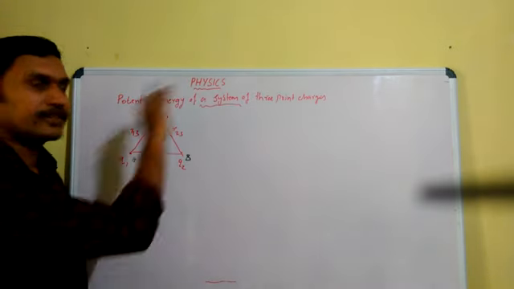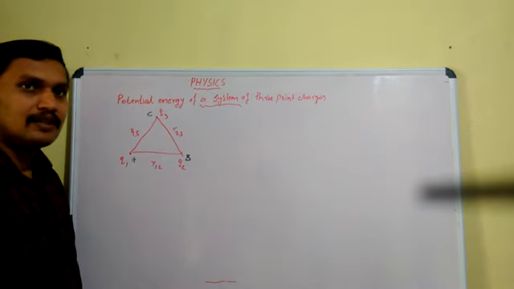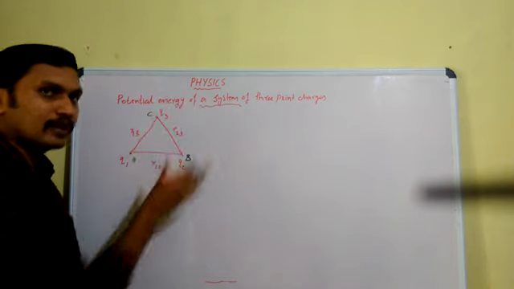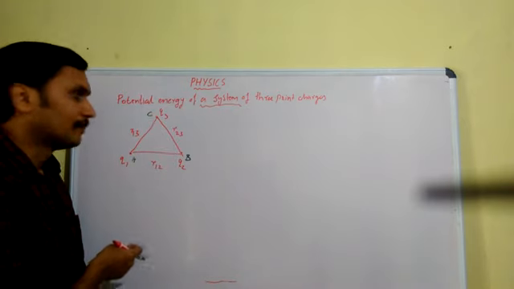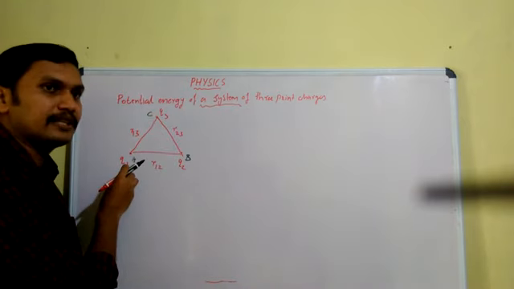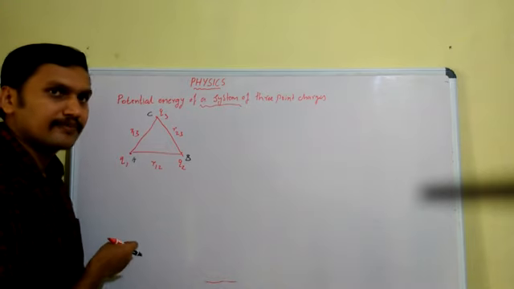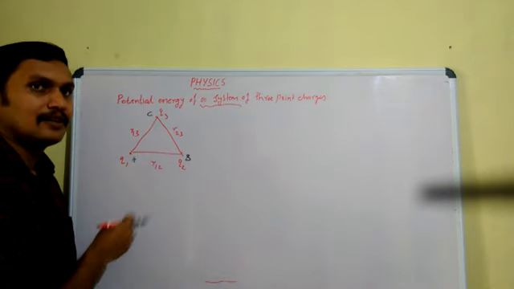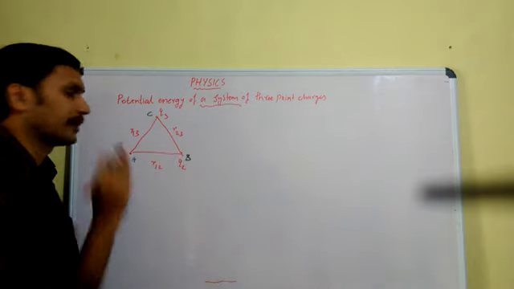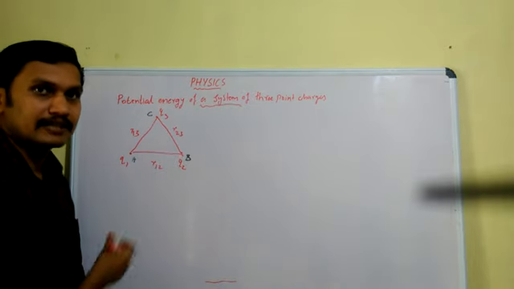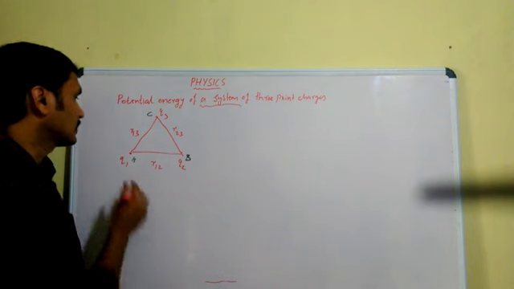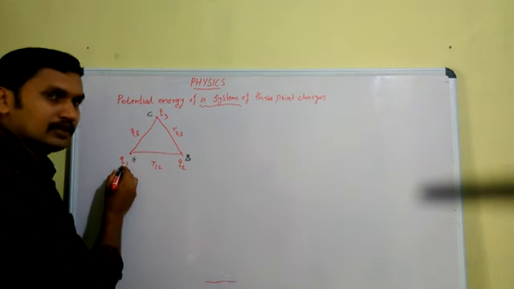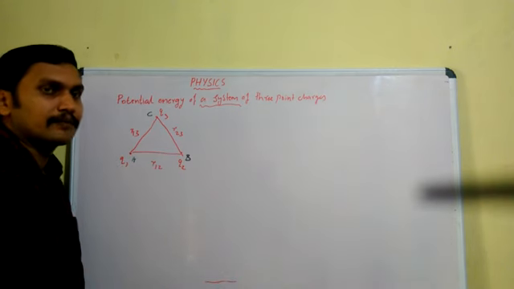Now, by definition, potential energy is the total work required to bring the charges from infinity to their locations and assemble them this way. So first we find the work required to bring Q1.